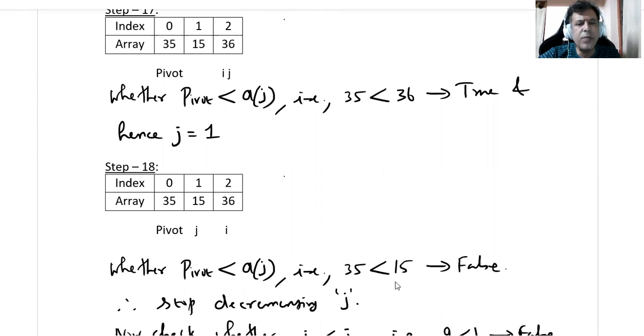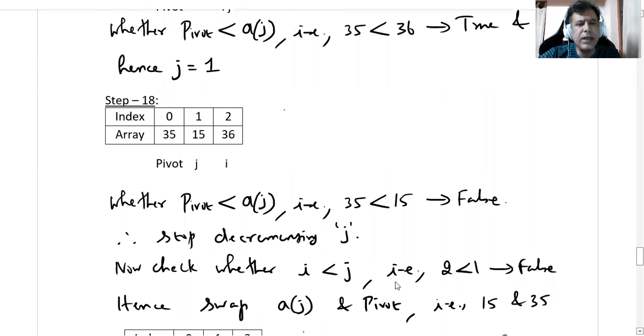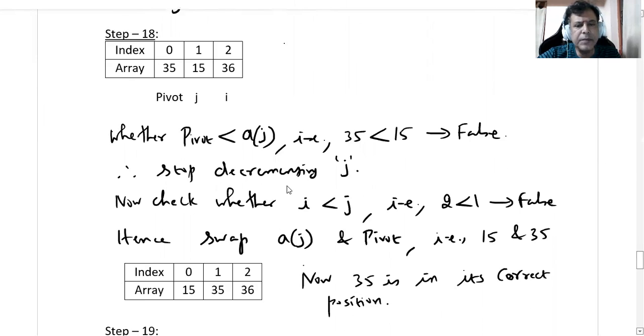Now we had already stopped incrementing I and decrementing J. We will now check whether I is less than J. 2, is it less than 1? No, it is false. So we have to swap now AJ and pivot. That means this AJ is 15, pivot is 35. So we'll be swapping this 15 and 35.